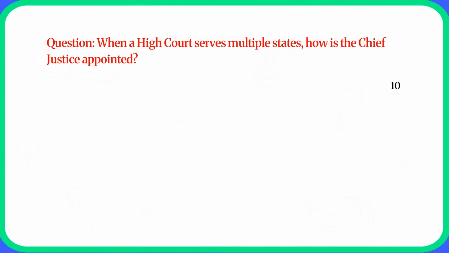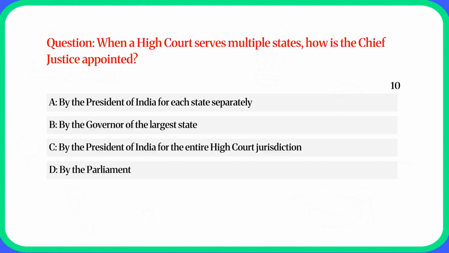Question: when a high court serves multiple states, how is the Chief Justice appointed? Answer: C. By the President of India for the entire High Court jurisdiction.